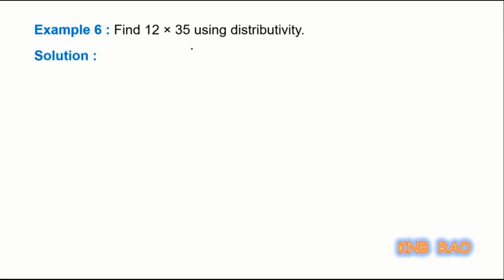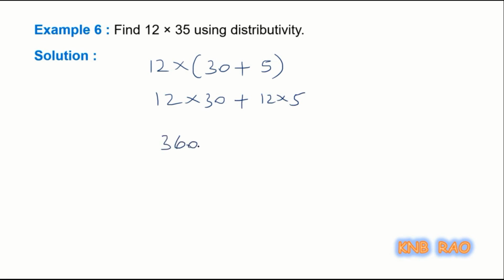We can make finding 12 into 35 as 12 into 30 plus 5. So 12 into 30 plus 12 into 5, which is 12 30s is 360, 12 5s is 60. So 360 plus 60 is 420. This is one method. There is another method.